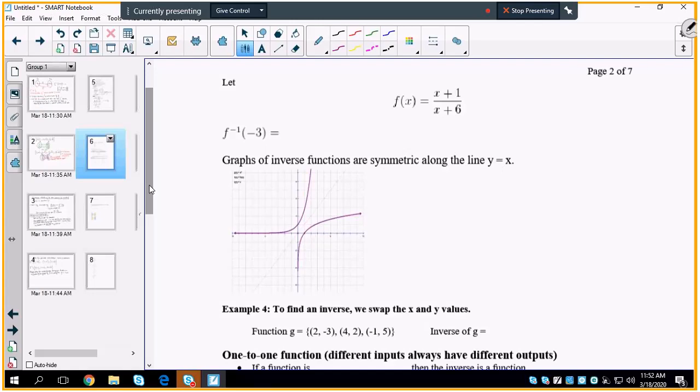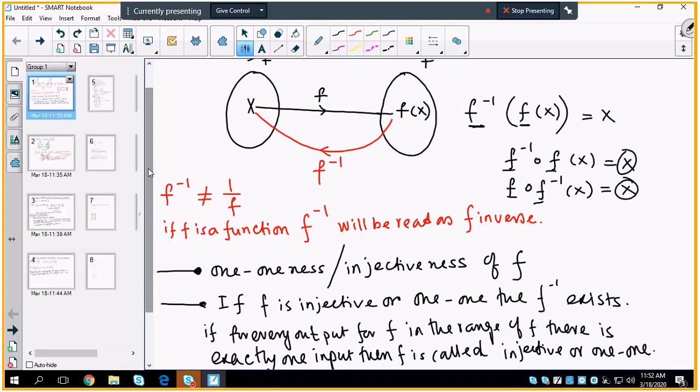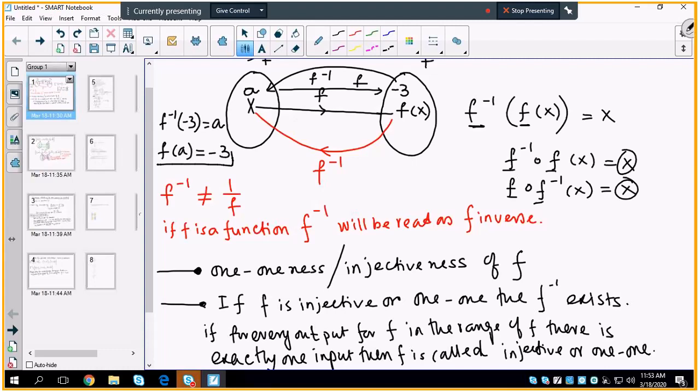If I go back to the first slide, you will see that if f inverse of negative 3, taking back negative 3 to something, is equal to a, then if I do f on a, I should get back negative 3. So f of a must be equal to negative 3. That will be my point of understanding in order to solve this problem.